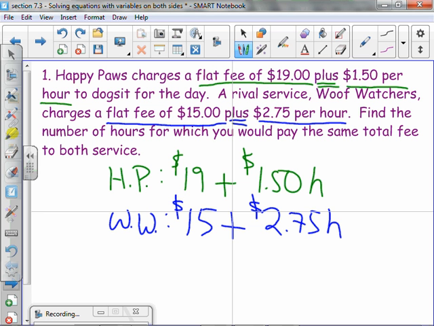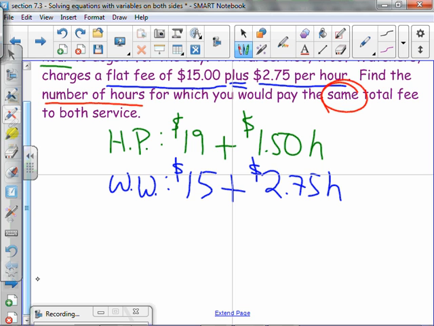Okay, so now we have two expressions, one for Happy Paws, one for Wolf Watchers, and we know how to describe how much each of them charge. Now here's where this becomes useful, because we're going to look at our next sentence. It says find the number of hours for which you would pay the same. I'm going to circle that word right there, because same in math tells us to do a very, very special thing. Find the number of hours for which you would pay the same total fee to both services.